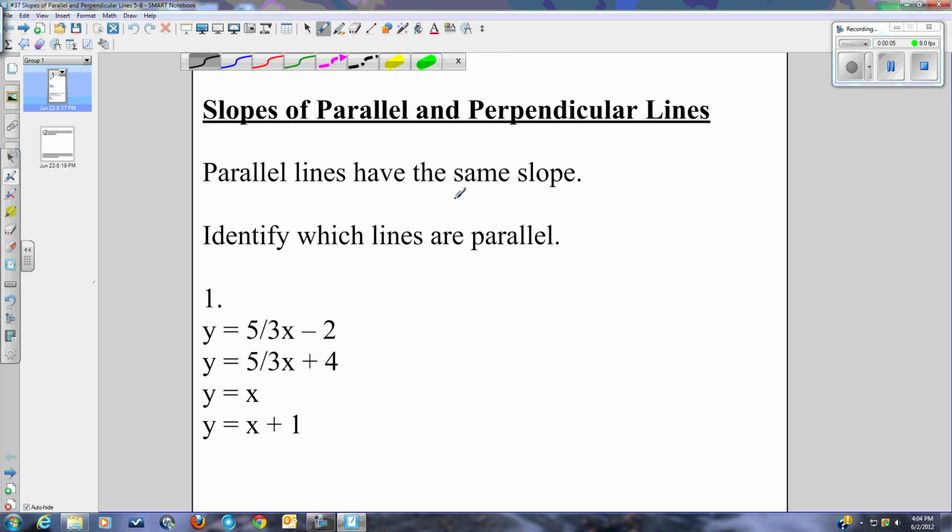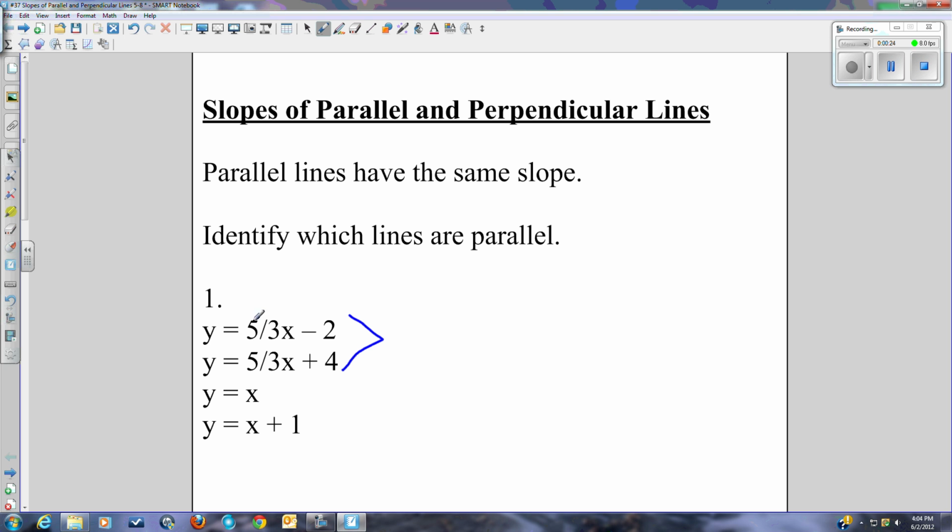Today's lesson is on slopes of parallel and perpendicular lines. Parallel lines have the exact same slope, so that makes them fairly easy to identify. For instance, if we want to look at this group of equations and identify which lines are parallel, both of the first two lines have slopes of 5/3 because they're both in y equals mx plus b, or slope-intercept form, so we can tell that the slopes are both 5/3.